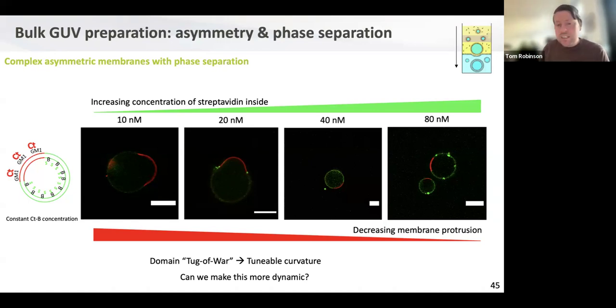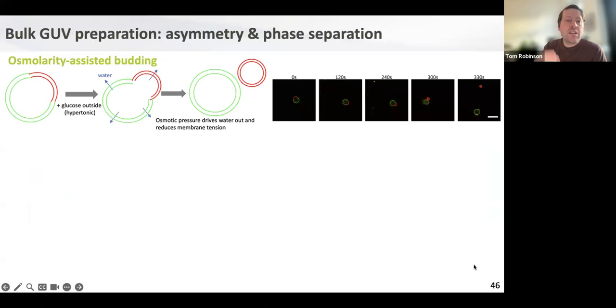But we also thought, these are kind of static. These are fixed things: this batch has this protrusion or this batch has another one. But can we make this more dynamic? What we can do here is osmolarity assisted budding. We add glucose to the outside, which makes it hypertonic and deflates the system. That promotes budding of the smaller domain out of the main one. We can think of this as a daughter and a mother vesicle, and a division event occurs.